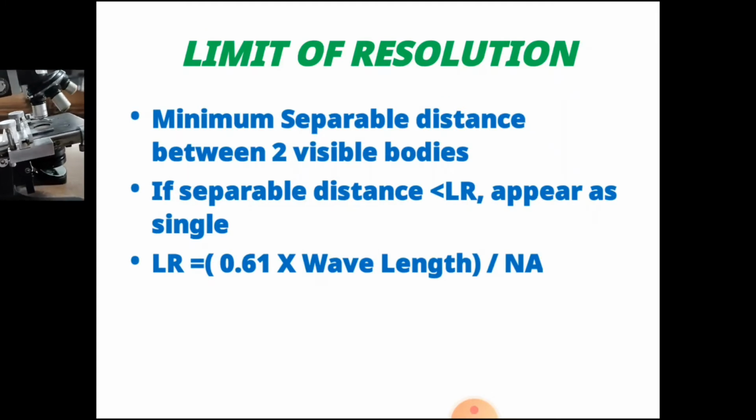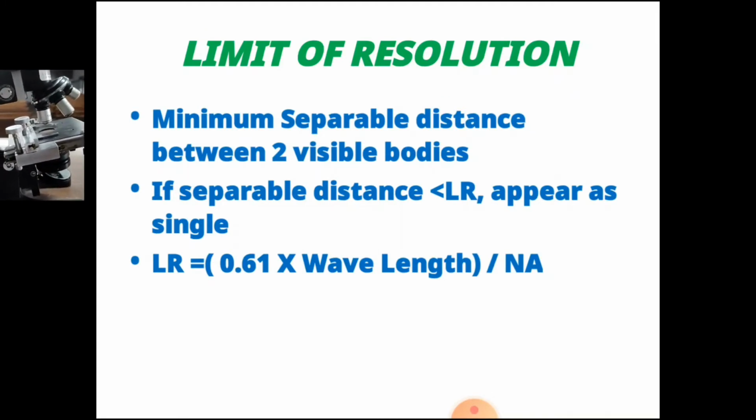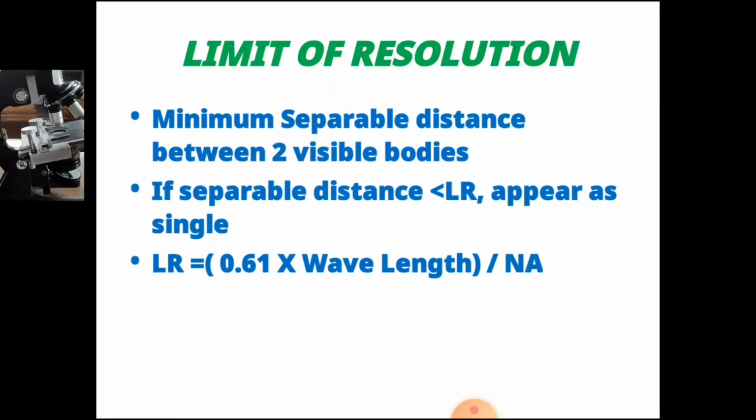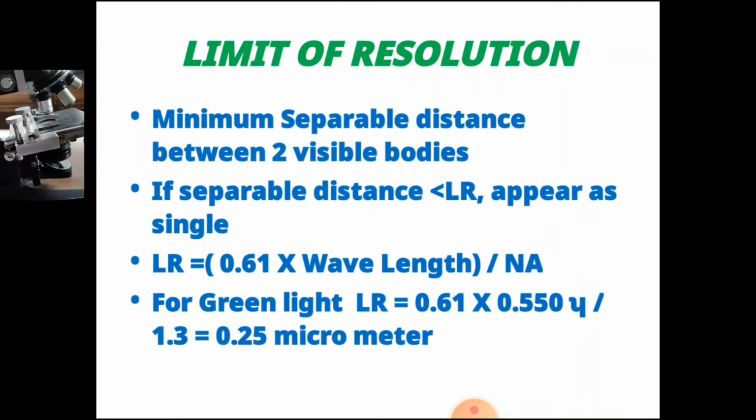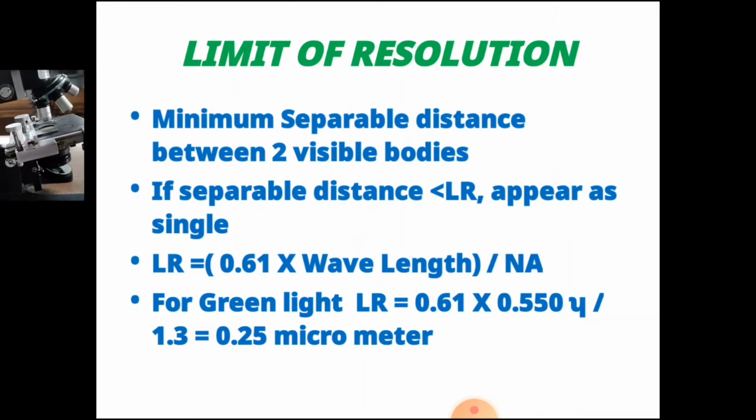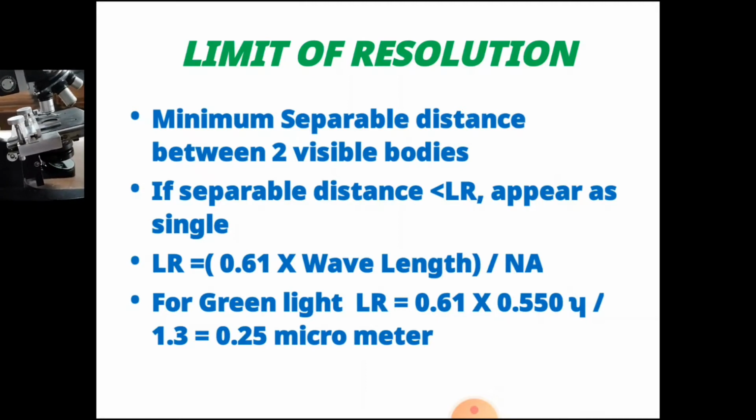The limit of resolution is equal to 0.61 times wavelength divided by the numerical aperture of that objective lens. For green light, the limit of resolution is equal to 0.61 times 0.550 micrometer divided by the numerical aperture of the oil immersion lens, that is 1.3, which is equal to 0.25 micrometer for green light.